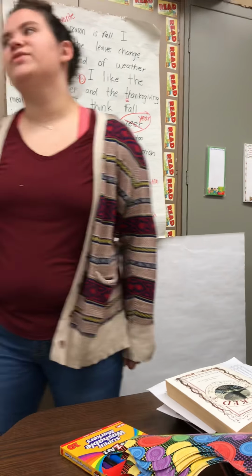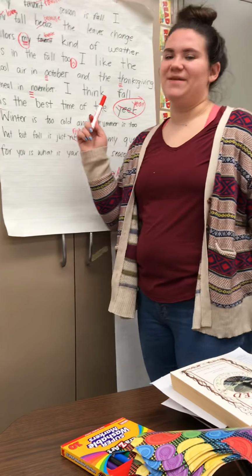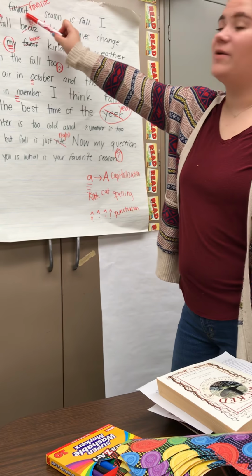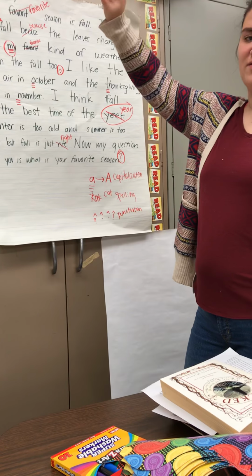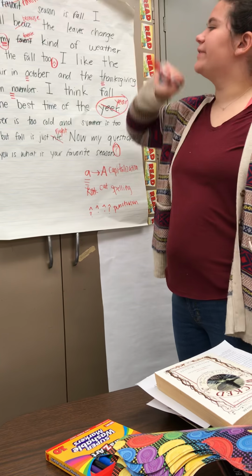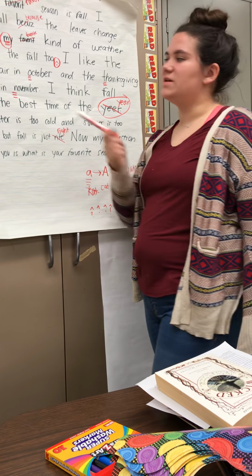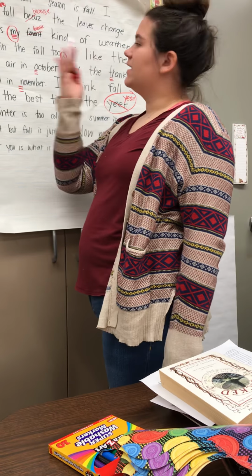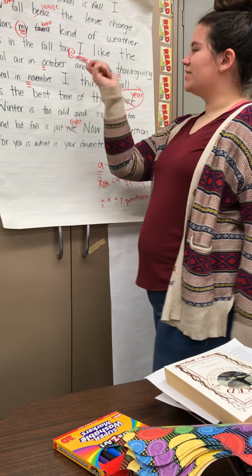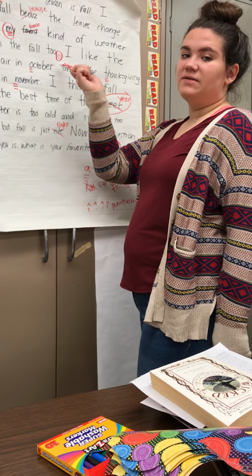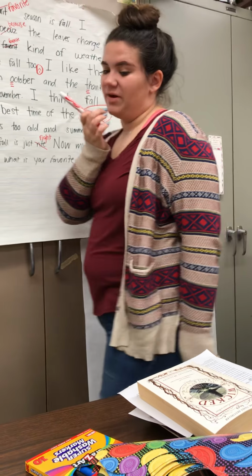Okay. Alright, let's review. Which symbols did we use for each of them? For misspelling, we crossed it out and wrote the correct spelling. For capitalization, we underlined it 3 times. And for punctuation, we gave an arrow and whatever punctuation you added, right?